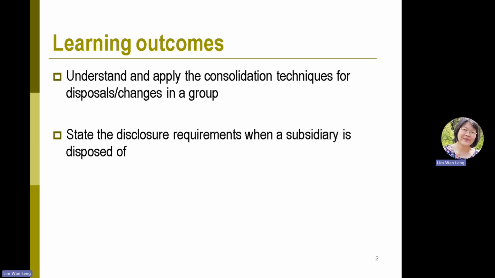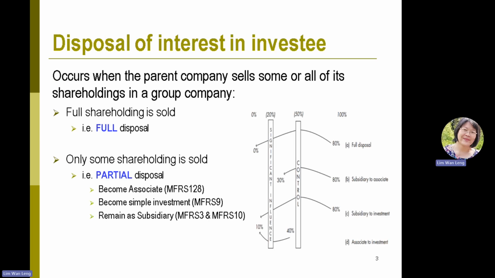All right. Then, of course, you're supposed to state the disclosure requirements when the subsidiary is disposed of. That one, we will cover probably in the next class with respect to non-current asset held for sale and disposal and discontinued operation. Specific emphasis will be on disposal group. Okay, so this is disposal of interest in the investee.